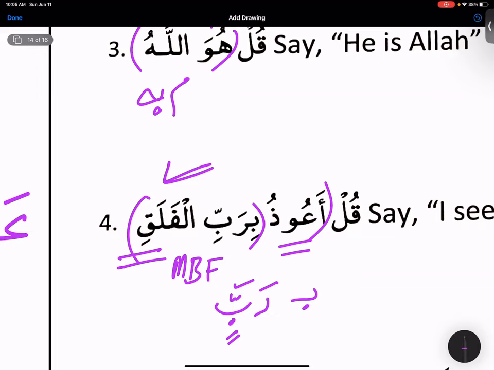But this shadda is not giving any implication over here. So be Rabbil Falak, this is basically the regular ba as a harf al-jarr, Rabbi is ism majroor, and then Rabbi is again mudaf, and Al-Falaq is the mudaf ilayhi.